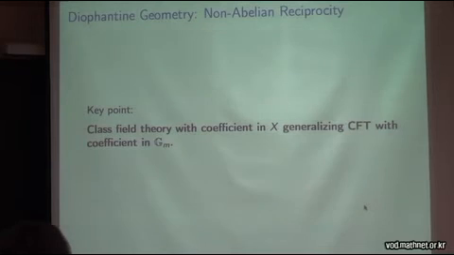So once again, what's the key point? In some sense, what I would like to do is to do class field theory with coefficients in an arbitrary variety X, in such a way that you generalize class field theory, which has coefficients in G_m. And this turns out to be essentially possible.